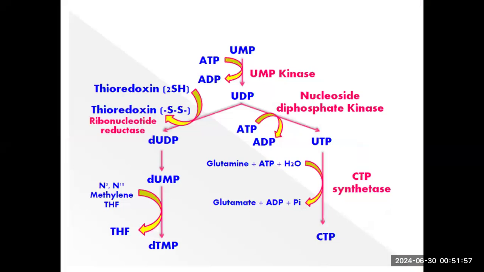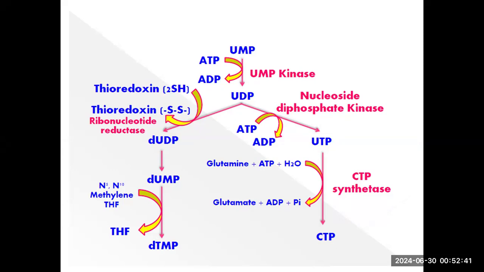Now, because the first nucleotide synthesized de novo in pyrimidine synthesis is UMP, from UMP we can make UTP by the action of an enzyme, UMP kinase, and ATP, which is converted into ADP. Recall, whenever phosphate is added to the substrate, the enzyme is a kinase. So UMP by UMP kinase is converted into UDP. Now from this UDP, we can get the formation of CTP and deoxy-TMP.